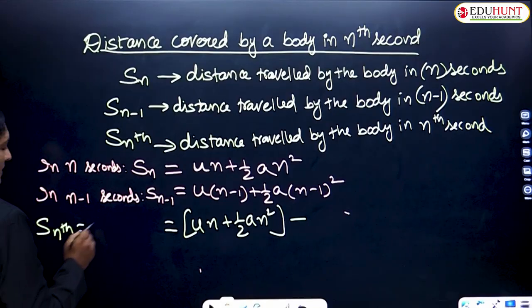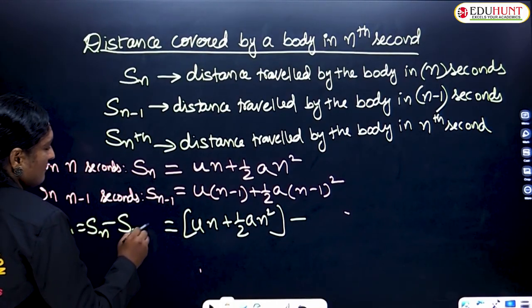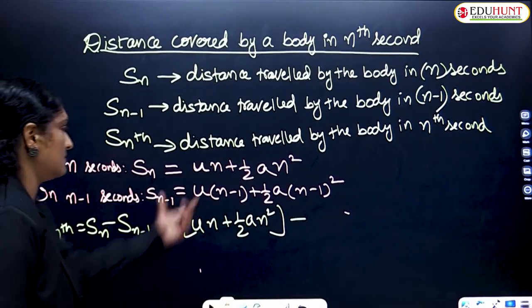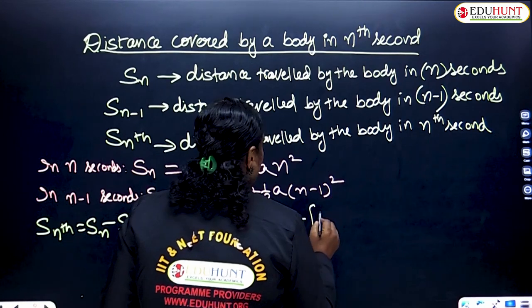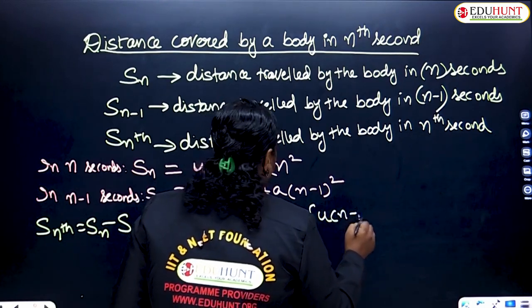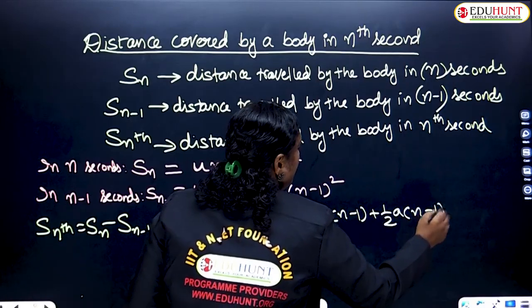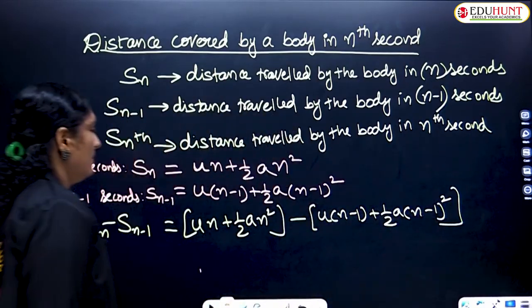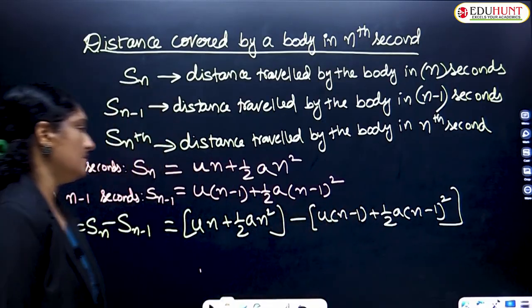so the distance in the nth second is nothing but the distance traveled by the body in n seconds minus the distance traveled by the body in n minus 1 seconds. So this whole minus u into n minus 1 plus half a into n minus 1 whole square. So Sn minus Sn minus 1.